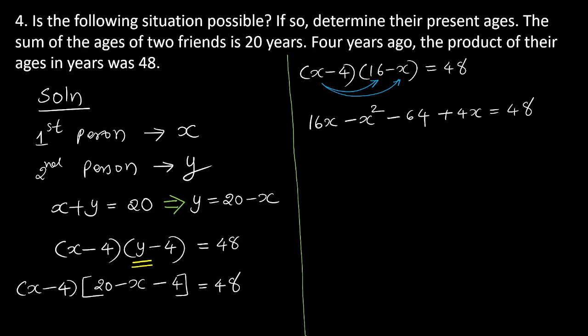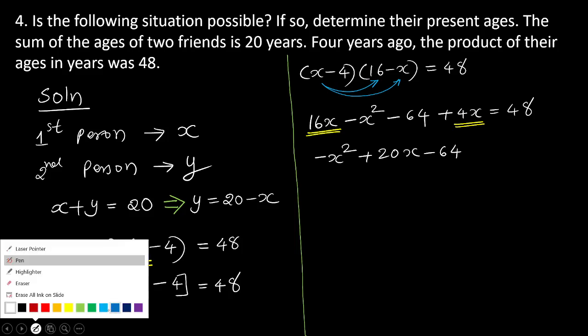So let me write once again, minus x square first. Look here, 16x is there, 4x is there. What is that? 16x plus 4x will be 20x. Very good. Plus 20x is there, and here there is minus 64. It is a really tough question. Minus 64. Now that 48.